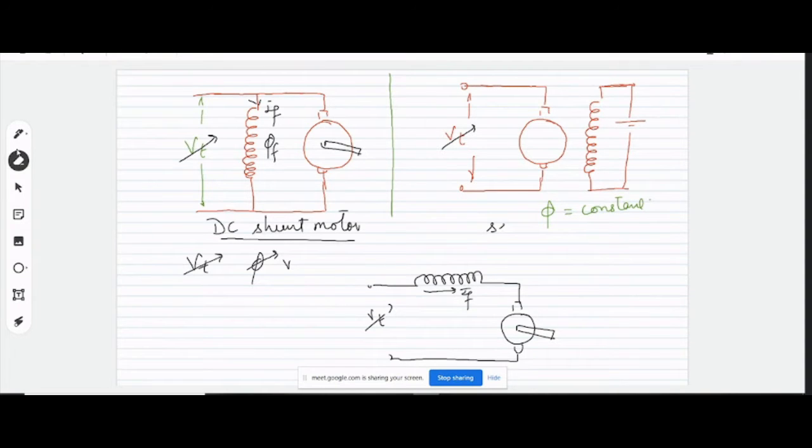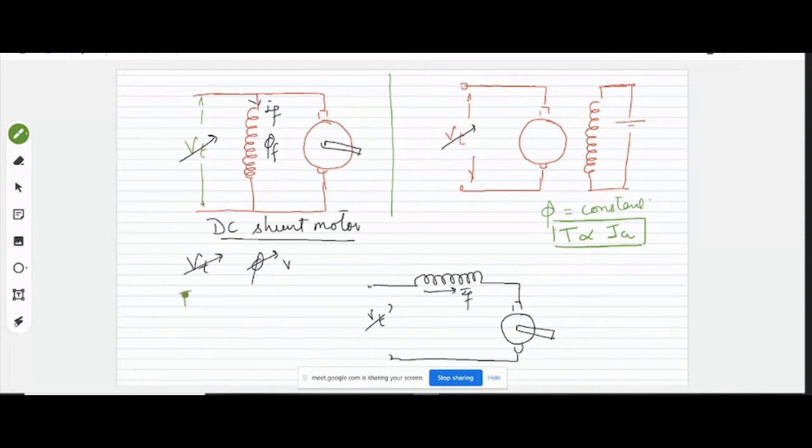So with these observations, because the general expression for the torque which we have derived is torque is proportional to phi into Ia, right? So for this case, for the separately excited motor, your torque will be proportional to Ia, because phi will be constant.